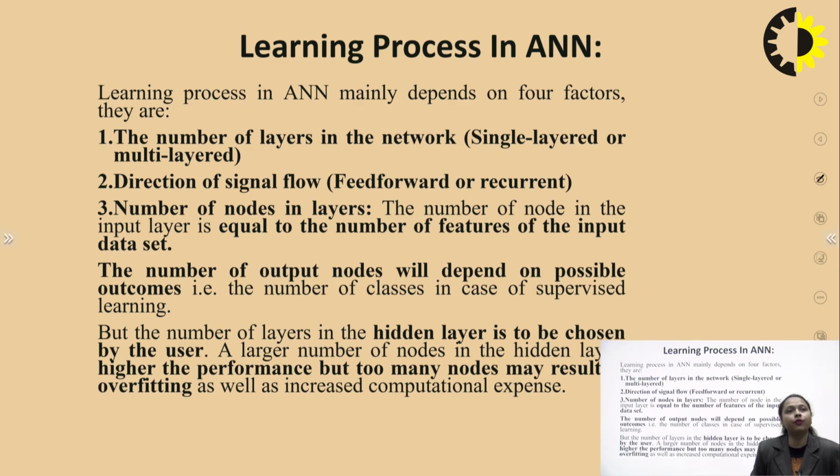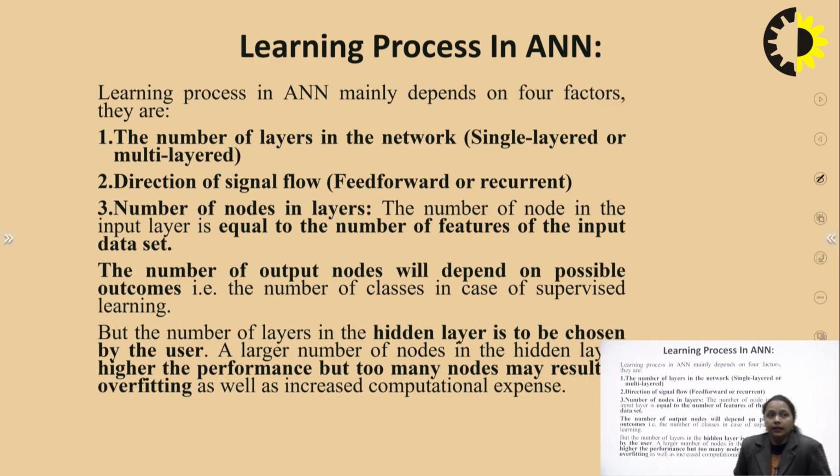It is feed forward or recurrent. Either we are dealing with a feed forward network or a recurrent network. Next is the number of nodes present in the layer, that is x1 to xm and y1 to ym. How many total nodes are there, or if we are talking about the human brain, how many neurons are present within the system. The number of output nodes will depend on possible outcomes.